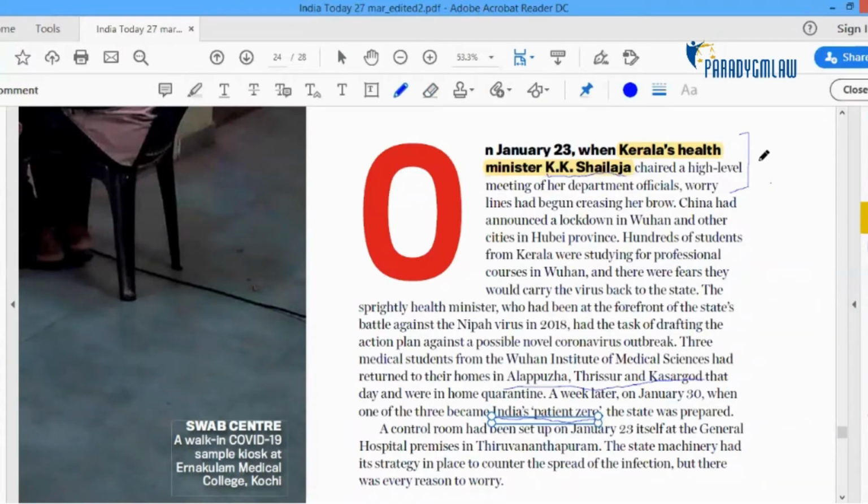this first paragraph is an introductory paragraph. The main theme here is only to bring our focus on patient zero. Now, patient zero, if you don't know, is the first person to contract the COVID-19 in any particular country.